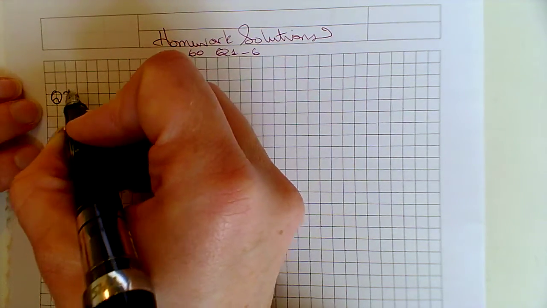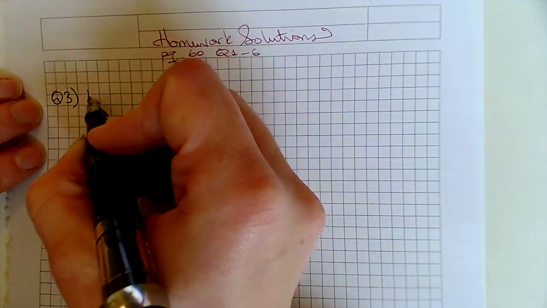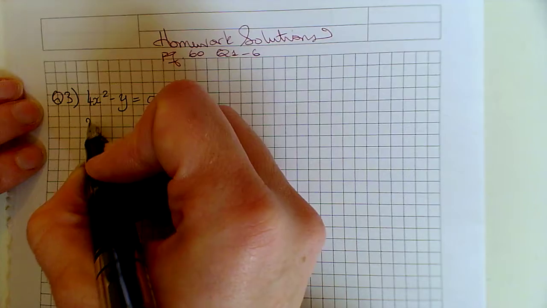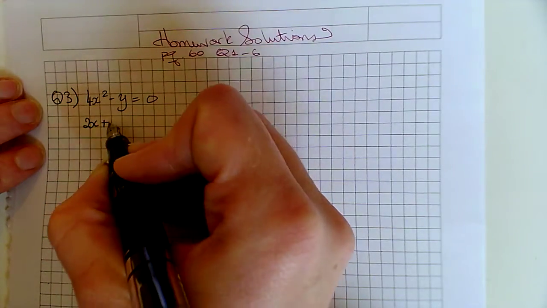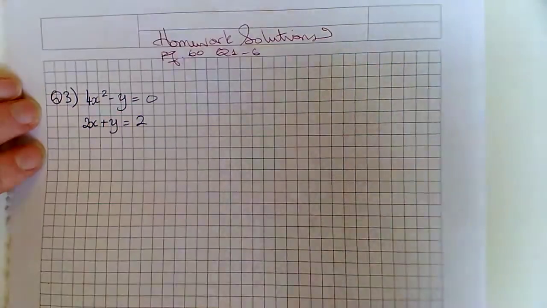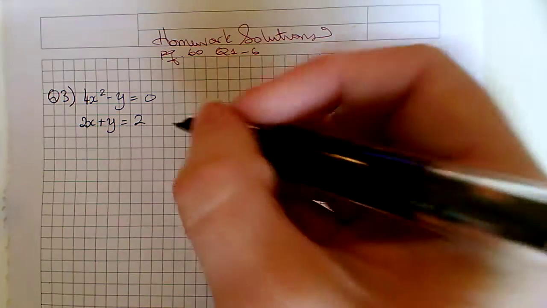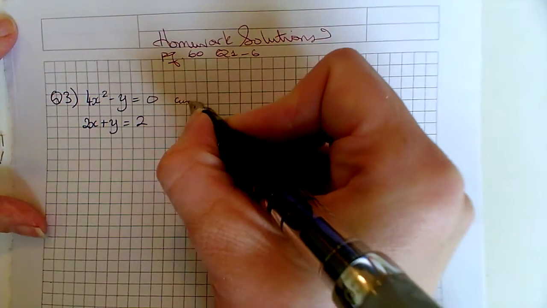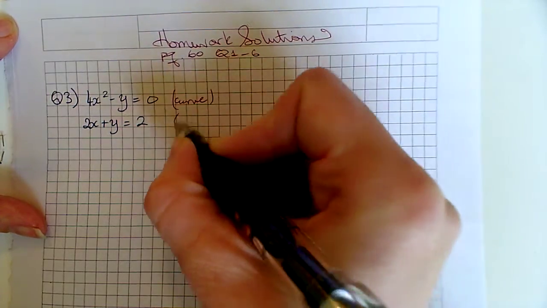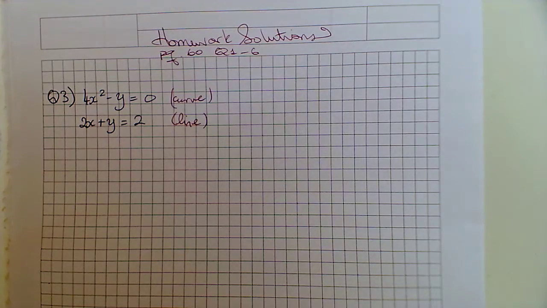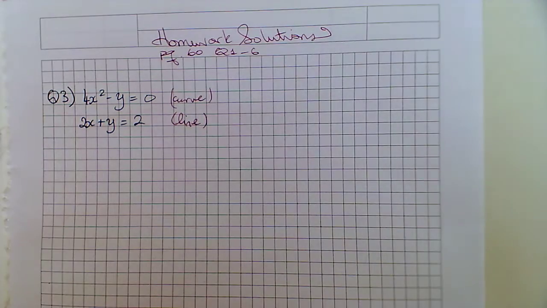So question 3, we had 4x squared minus y equal to 0, and 2x plus y equal to 2. Now we must identify which one is the line and which one is the curve. This one has a power, so it's the curve. It's not always on top, so you can't just assume that the first one will be the curve and the second one will be the line. Then the first step is to write what we say.